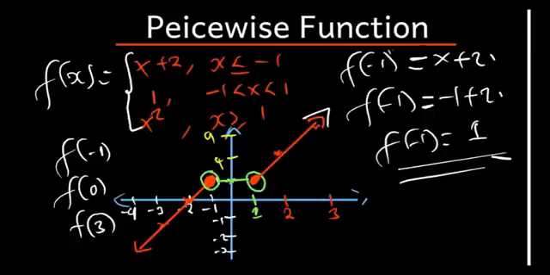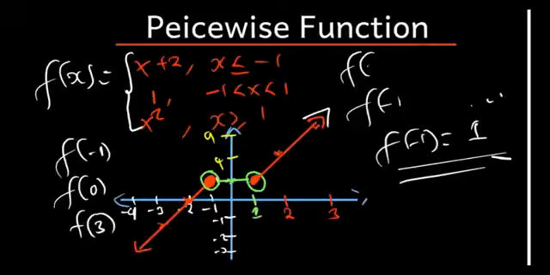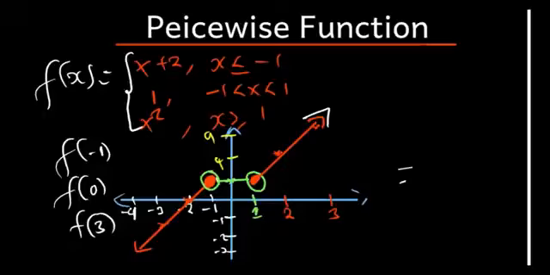Now let's also find the second one. The second one is saying find f of 0. So we're going to choose the equation which is going to tell us that x is 0. Which equation is that? The first equation says that x is less than or equal to negative 1, meaning the numbers from negative 1 all the way to negative infinity. 0 is not included there. We can't use equation 1. Let's go to equation 2.